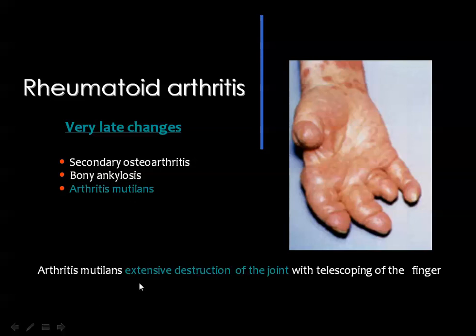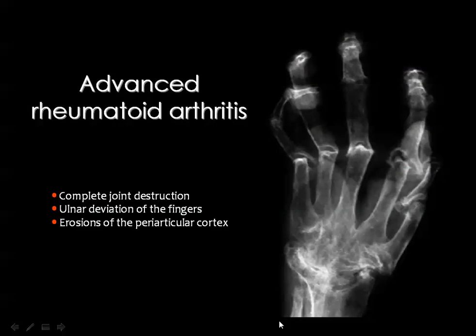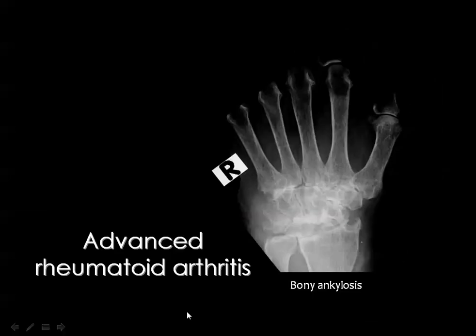This arthritis mutilans means that there is extensive destruction of the joint with telescoping of the finger and consequent shortening, as you can see here. And this is a severe advanced case of rheumatoid arthritis with destructive changes in the radiocarpal joint, almost bony ankylosis of the intercarpal and the carpometacarpal joints. And you can also see these deformities which, if progressed, will result in telescoping of the finger or arthritis mutilans.